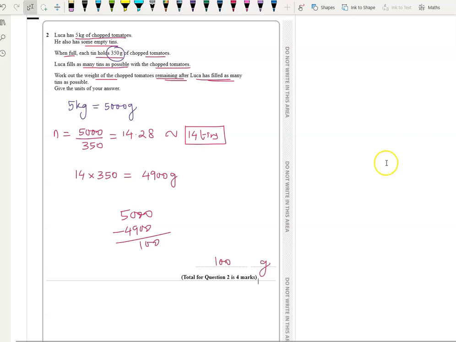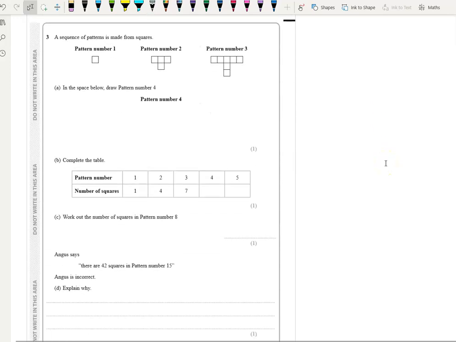Okay. Number 3. A sequence of patterns is made from squares. Pattern 1 has 1 square. For pattern 2, you add 1 square on each of the 3 sides, and so on for pattern 3. The question is, in the space below, draw pattern number 4.